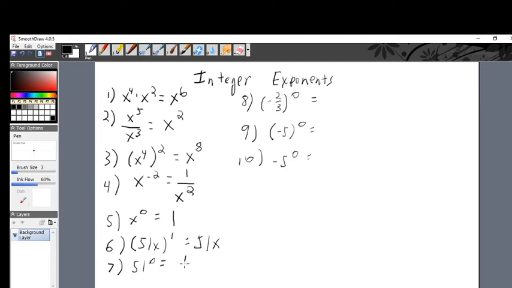51 to the 0 power is 1. Negative 2/3 to the 0 power is 1. Minus 5 to the 0 power is 1. Now, let me slow down. That's because the 0 power applied to the entire contents of the parentheses. That's different here. The 0 power applies only to the 5, not to the minus. And therefore, you do this in 2 steps.